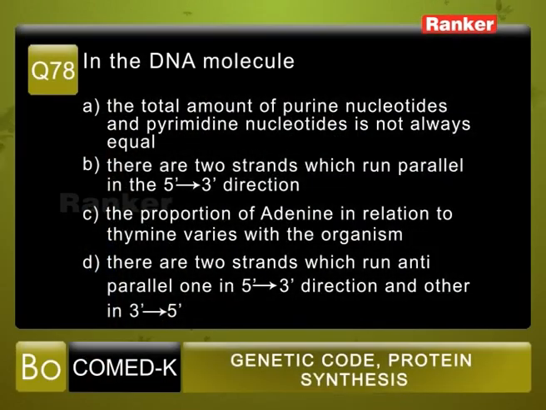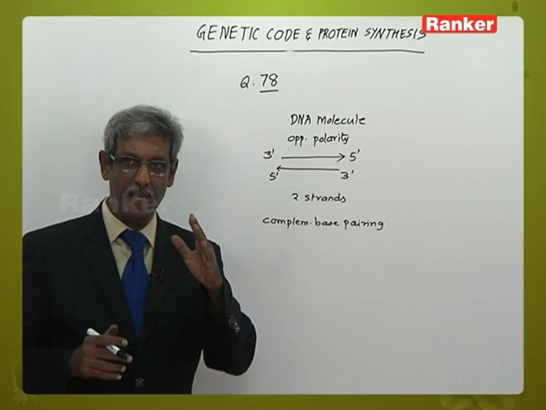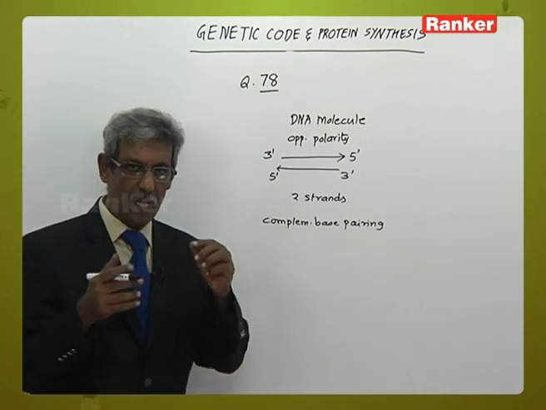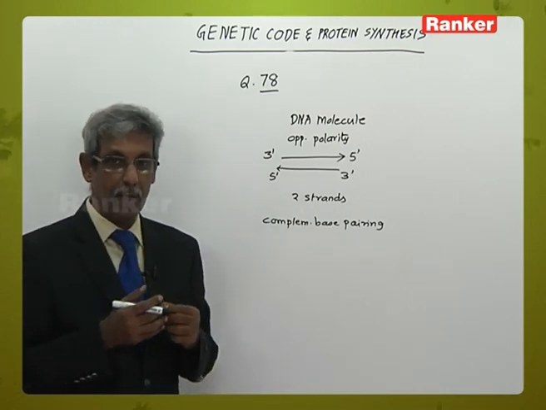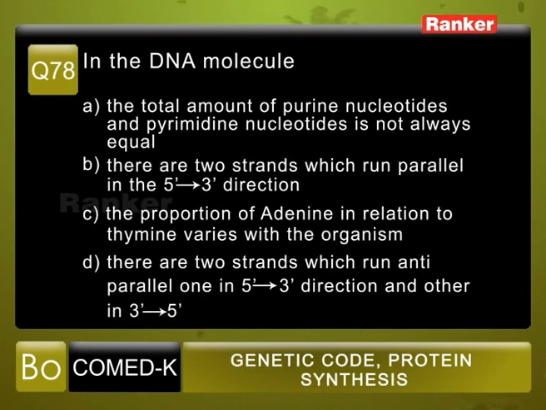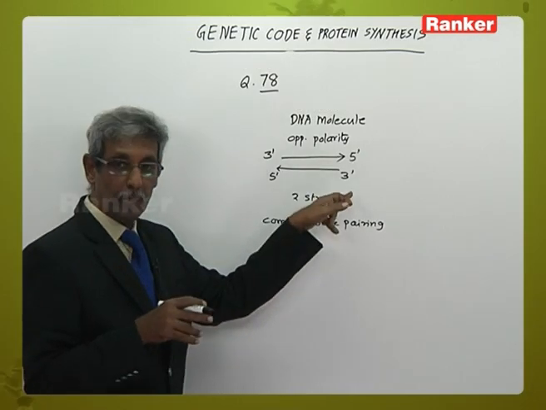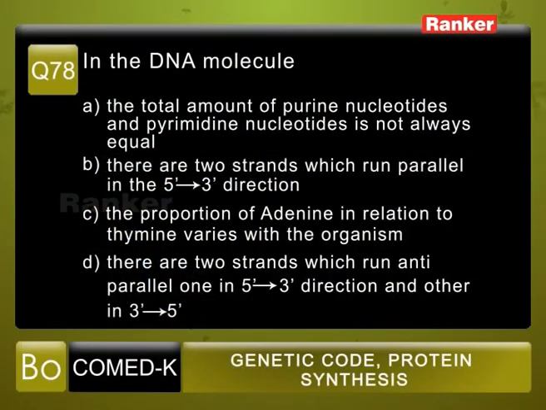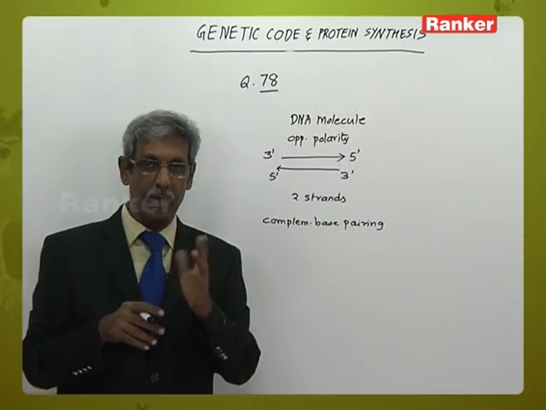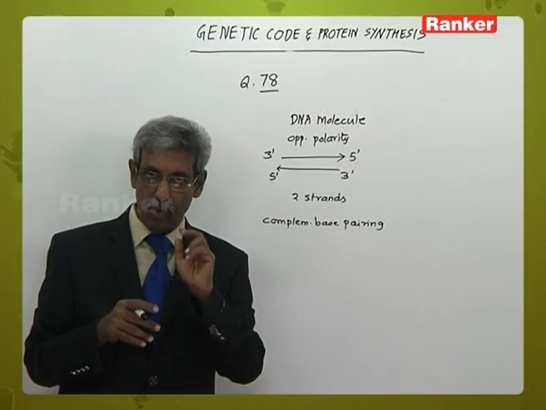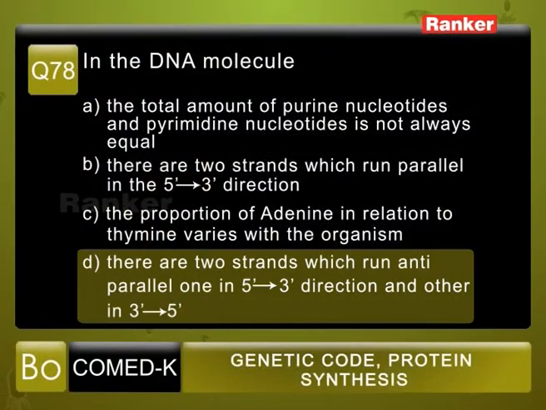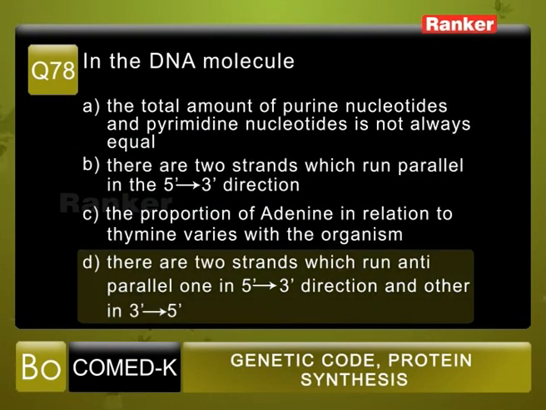Choice A says the total amount of purines and pyrimidines is not always equal. It is always equal. Choice A gives a negative statement. B, both the strands run parallel to 5' 3' direction, is wrong because it should show opposite polarity. And again C, the proportion of adenine in relation to thymine varies with the organism. It does not vary with an organism. It is constant for an organism. Hence, the right answer is D.